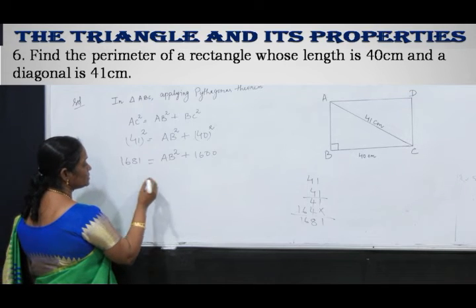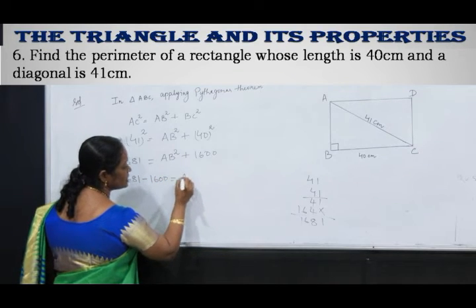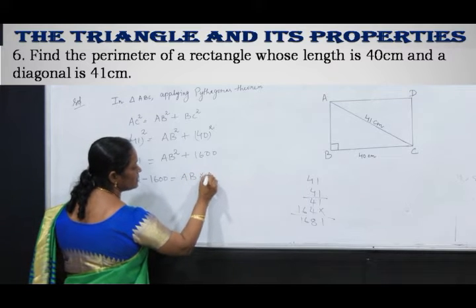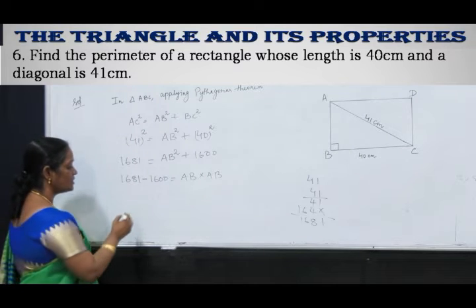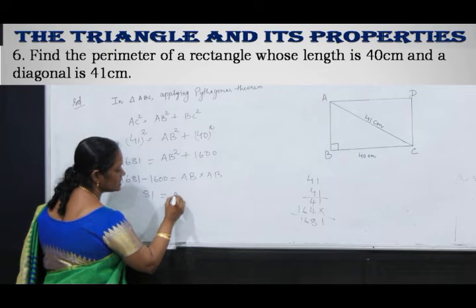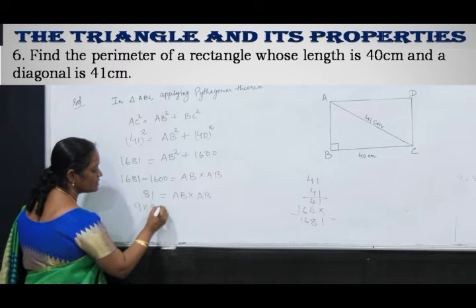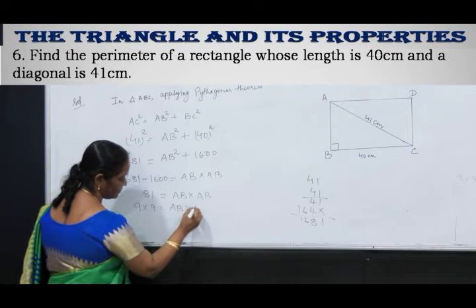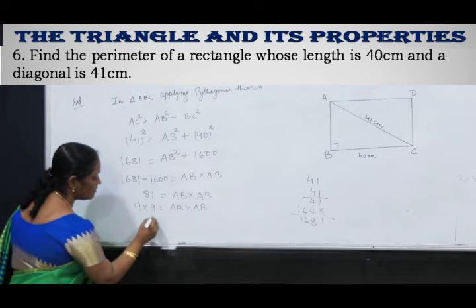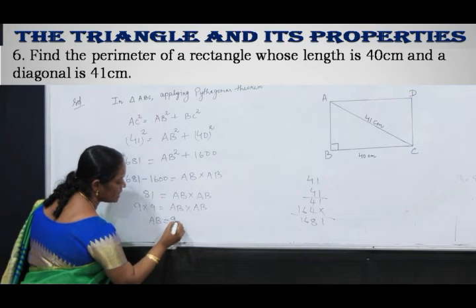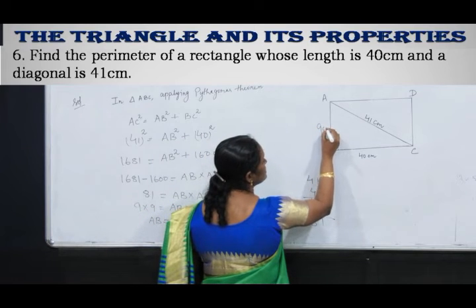So AB square will be 1681 minus 1600, which is AB into AB. So 1681 minus 1600 is 81. 81 is AB into AB, or 9 into 9 is equal to 81, AB into AB. So AB is equal to 9 centimeter. So what we get here, AB is 9 centimeter.